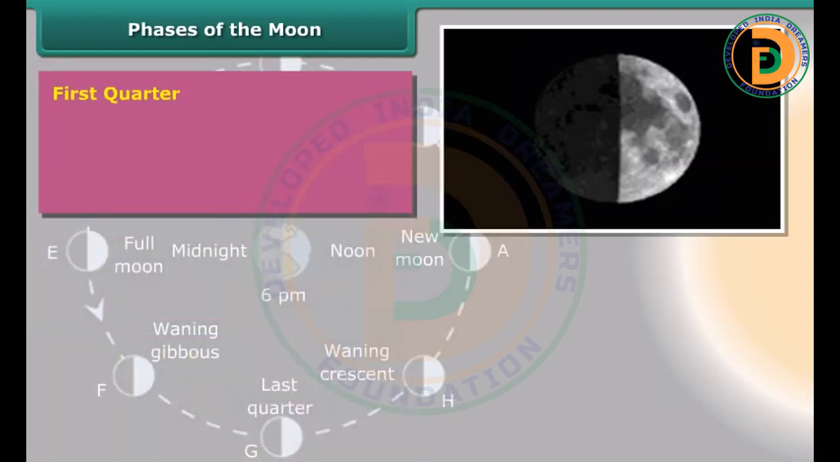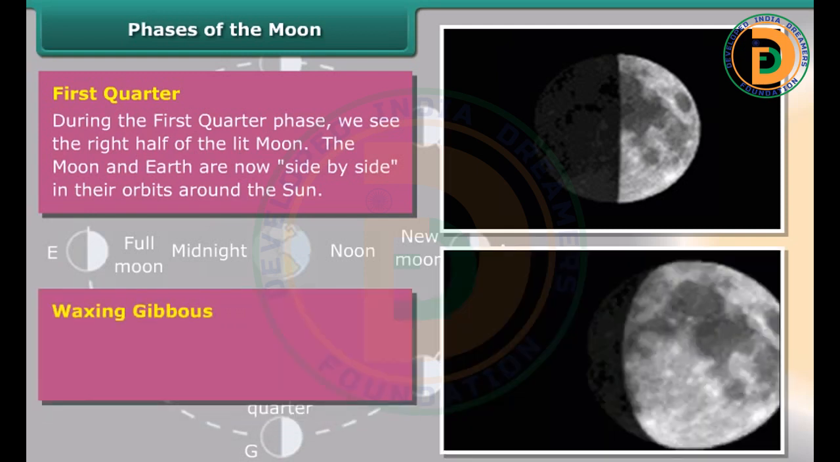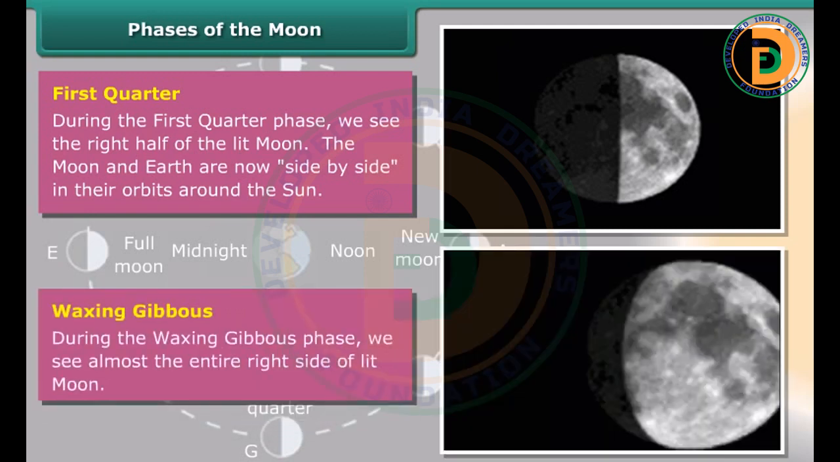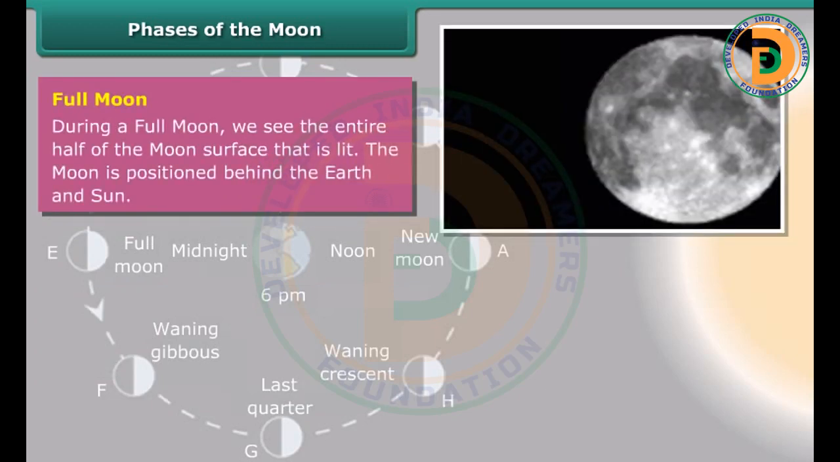First quarter. During the first quarter phase, we see the right half of the lit moon. The moon and earth are now side by side in their orbits around the sun. Waxing gibbous. During the waxing gibbous phase, we see almost the entire right side of the lit moon. Full moon. During a full moon, we see the entire half of the moon's surface that is lit. The moon is positioned behind the earth and the sun.